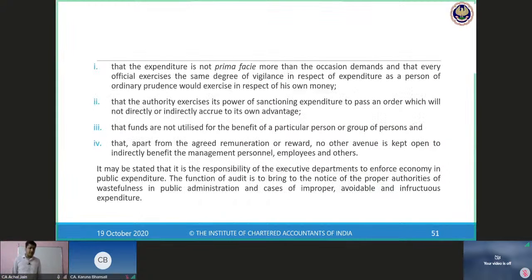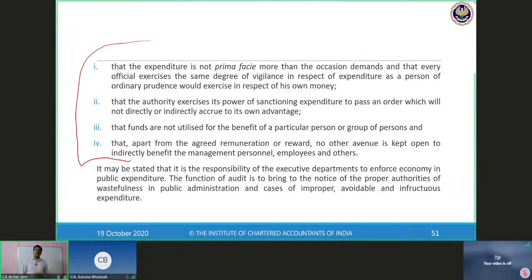So some of the aspects which you see in case of propriety audit, let's understand: that the expenditure is not prima facie more than the occasion demands, and that every official exercises the same degree of vigilance in respect of expenditure as a person of ordinary prudence would exercise in respect of his own money.